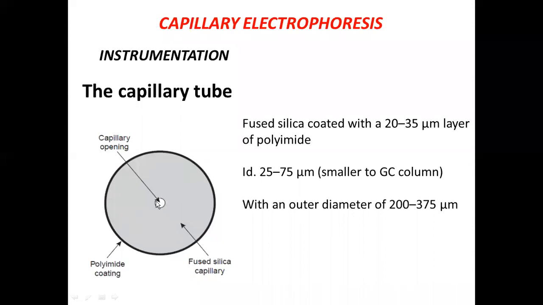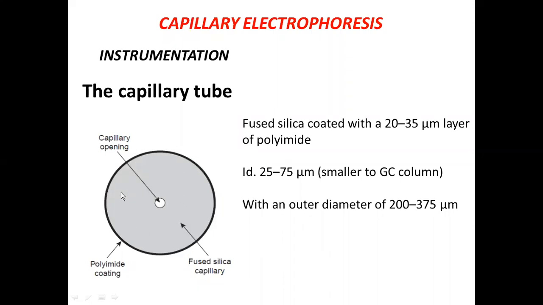And the internal diameter is very small, around the range of 25 to 75 micrometer. And this internal diameter is lesser than the internal diameter of the GC column. But the outer diameter will be around 200 to 375 micrometer. This is going to be the outer diameter.